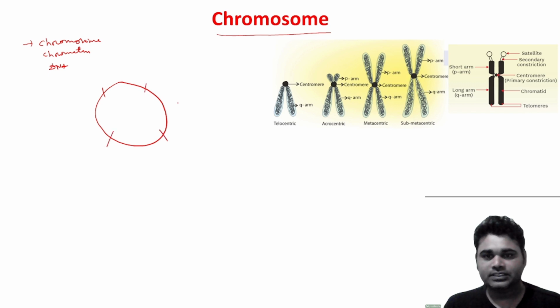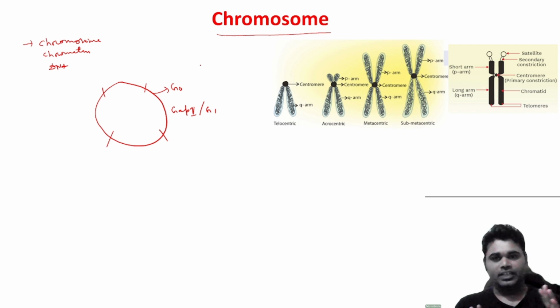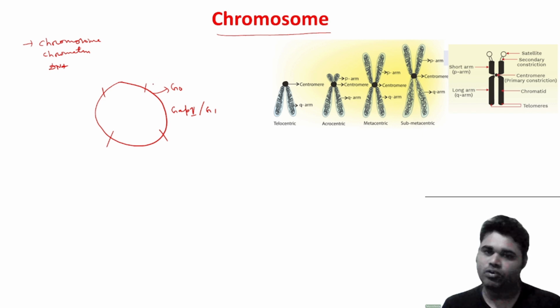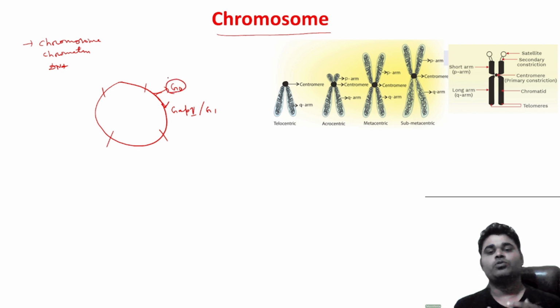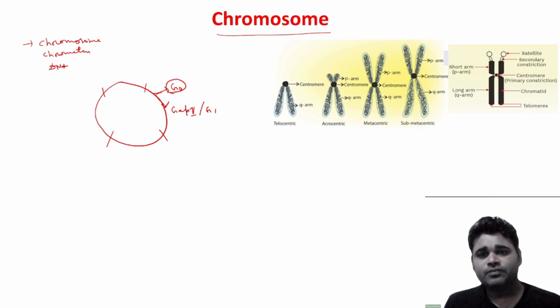The first stage is called the gap 1 phase, or the G1 phase. Before that, another stage is called G0, or the quiescent stage. If a cell wants to go for division, it transfers from G0 to G1. If it doesn't want to divide, it remains in G0. That's why G0 is called the quiescent stage. So if the cell wants to divide, it leaves G0 and transfers to G1.